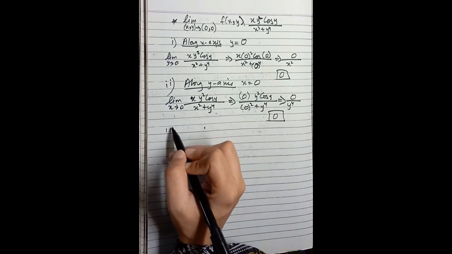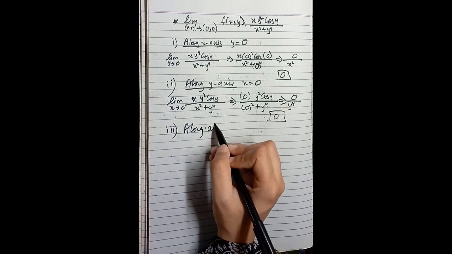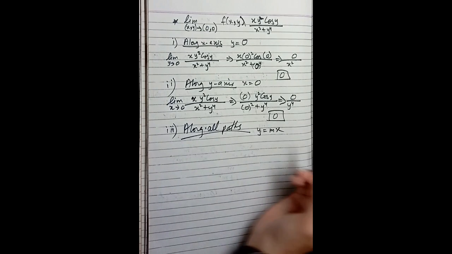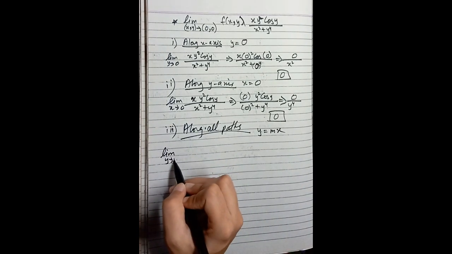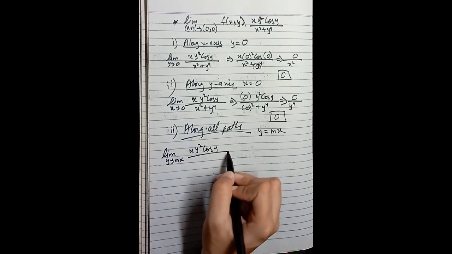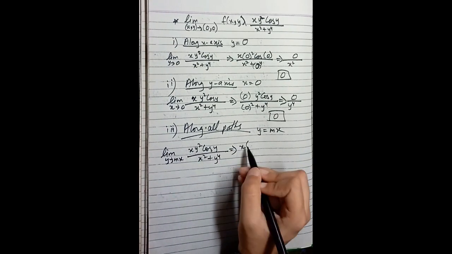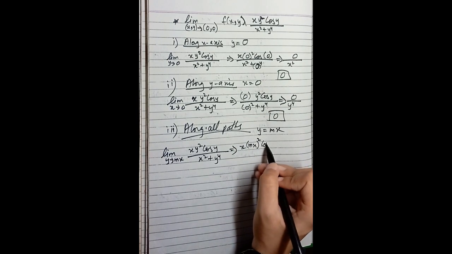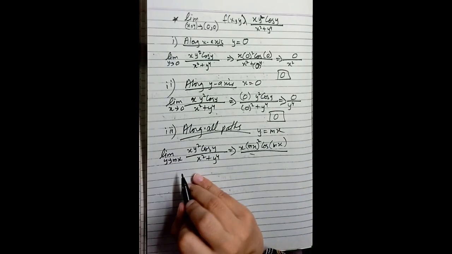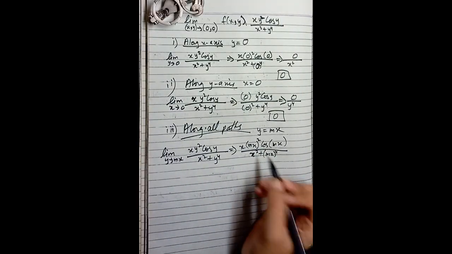Now we have to check along all paths. If our answer is 0, we can say that our limit exists. But if our answer is not 0, our limit will not exist. For this, our condition is y is equal to mx. So limit as y approaches mx of x y square cos y divided by x square plus y to the power 4. In place of y we have to put mx: x into mx whole square cos mx divided by x square plus mx to the power 4. We will take x square common.